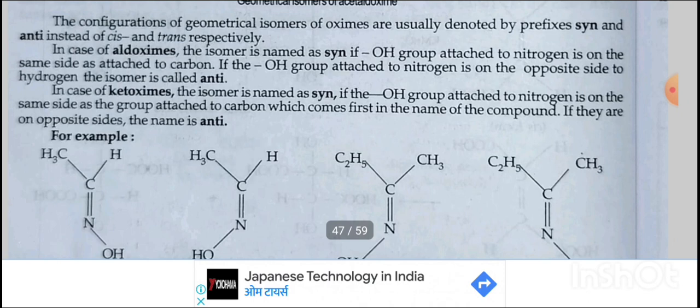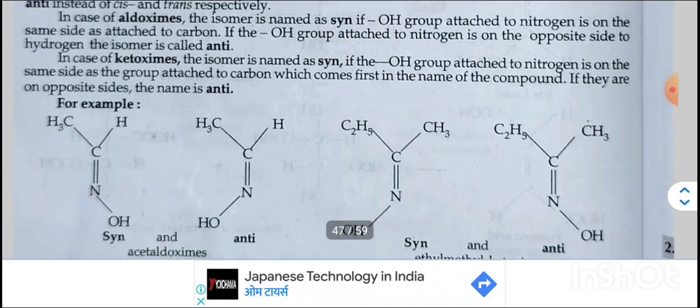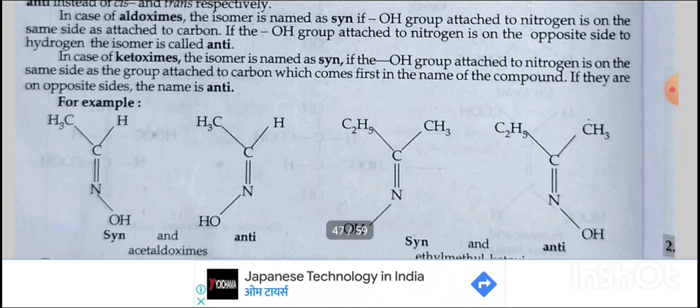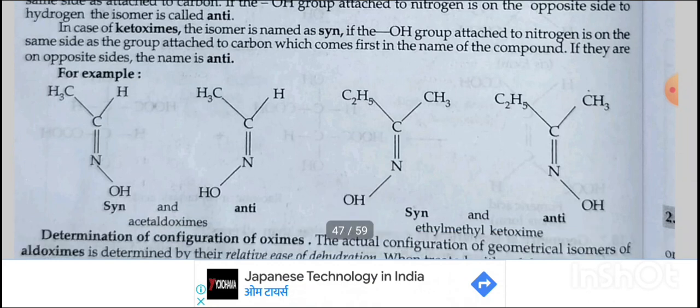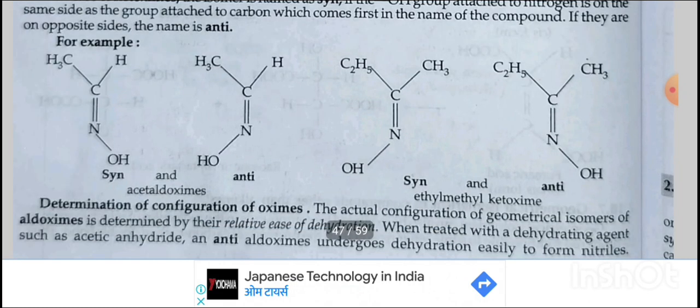In ketoximes, the isomer is named syn if the OH group attached to nitrogen is on the same side as the group attached to the carbon which comes first in the name of the compound. If they are on opposite sides, the name is anti.